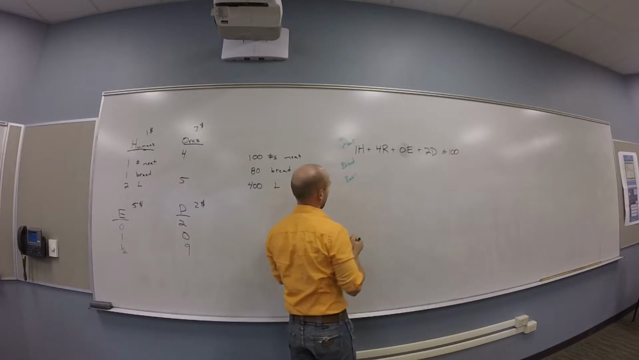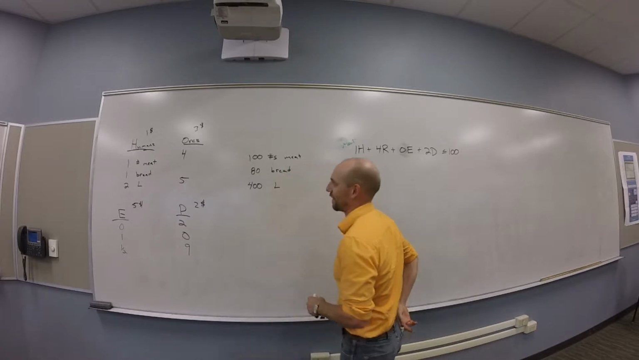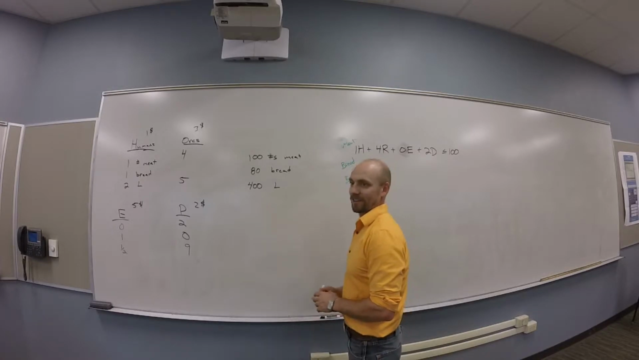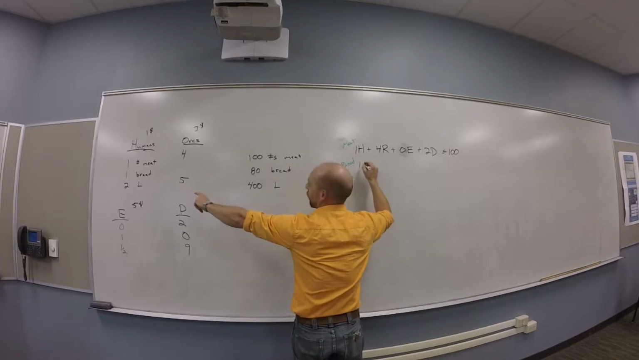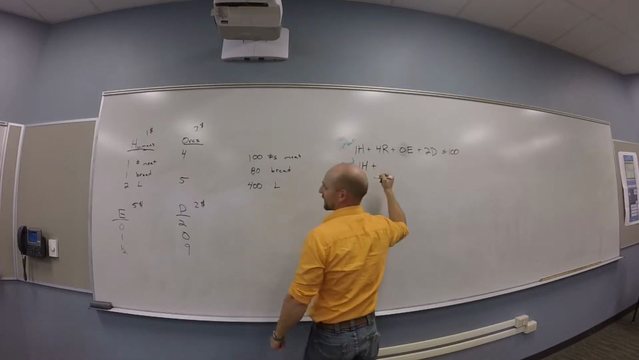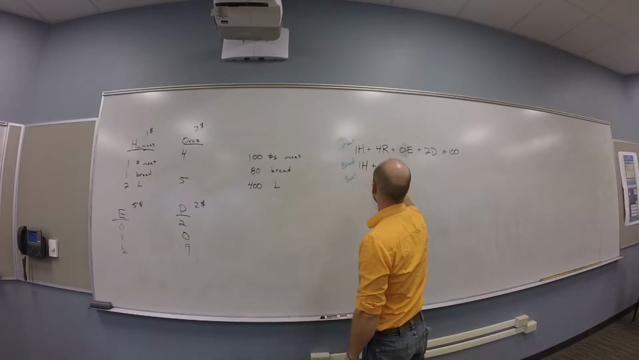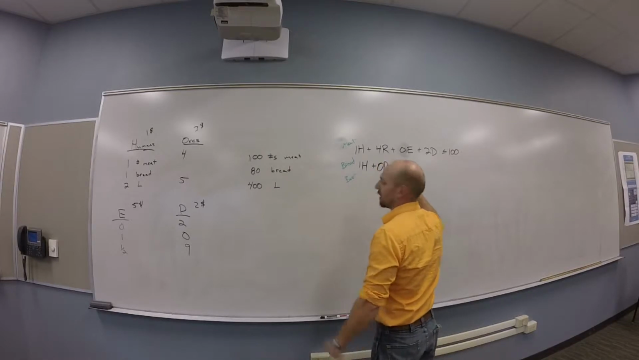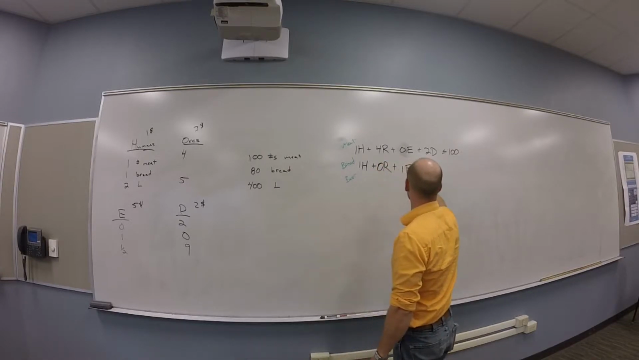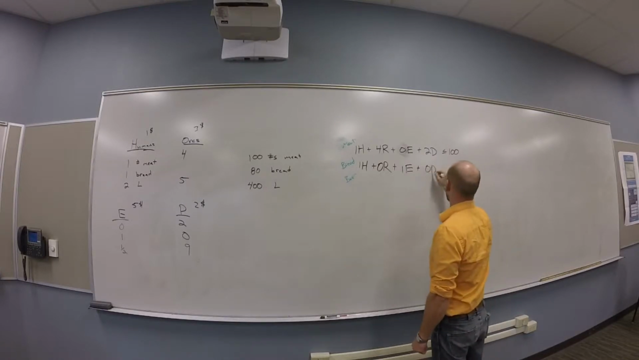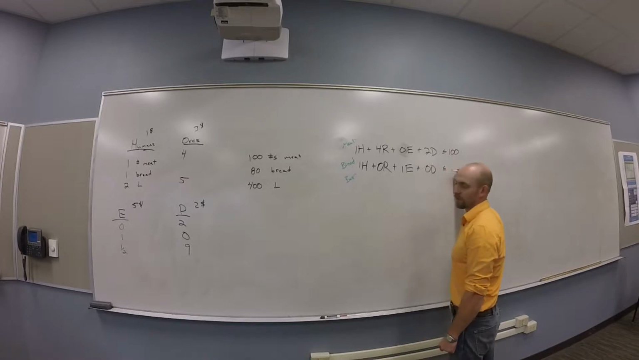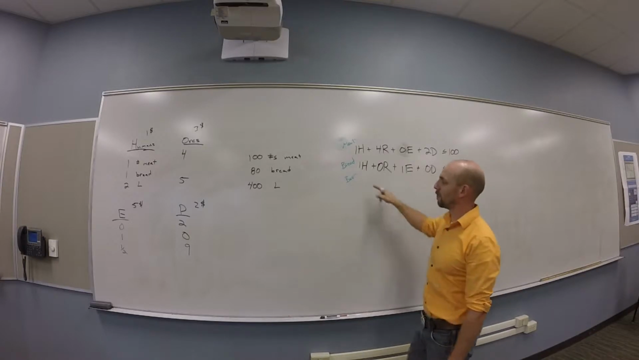Your bread constraint is 1H plus 0R, orcs don't eat bread apparently, that kind of figures, and 1E and 0D, dwarves also don't eat bread. And that's supposed to be less than or equal to 80.